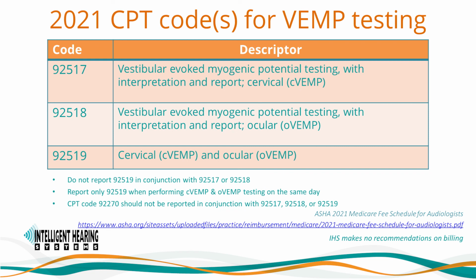The CPT codes are 92517 for cVEMP testing and 92518 for oVEMP testing when performed alone. A bundled CPT code 92519 should be used when oVEMP and cVEMP testing are performed together on the same day. Intelligent Hearing Systems makes no billing recommendations.